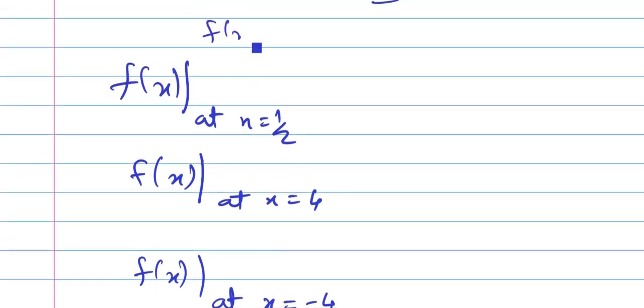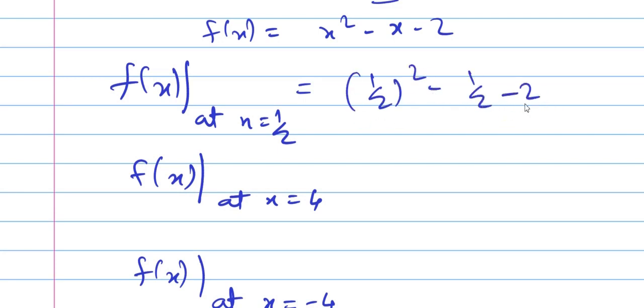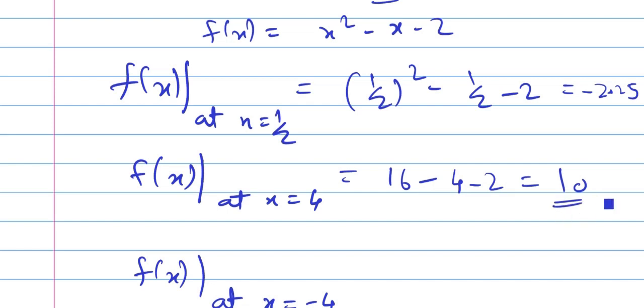Our function is x square minus x minus 2. So at 1 by 2: 1 by 2 square minus 1 by 2 minus 2, its value is 0.25 minus 2.5, that means minus 2.25. You check please. Then at 4: 16 minus 4 minus 2, that means 10. Next point, x equal to minus 4: 16 plus 4 minus 2, that means 18.